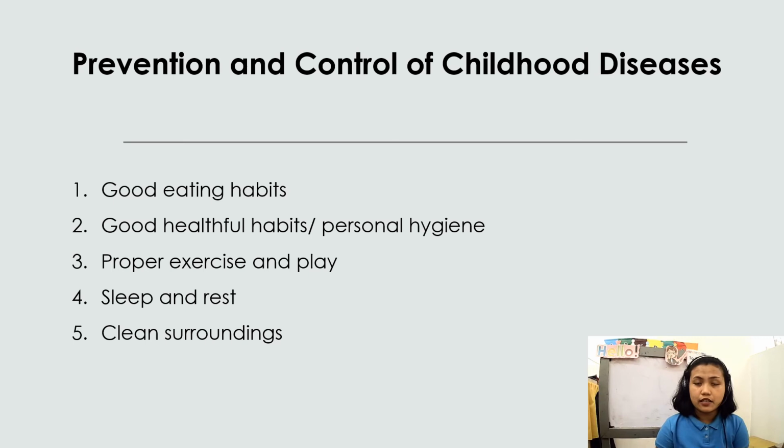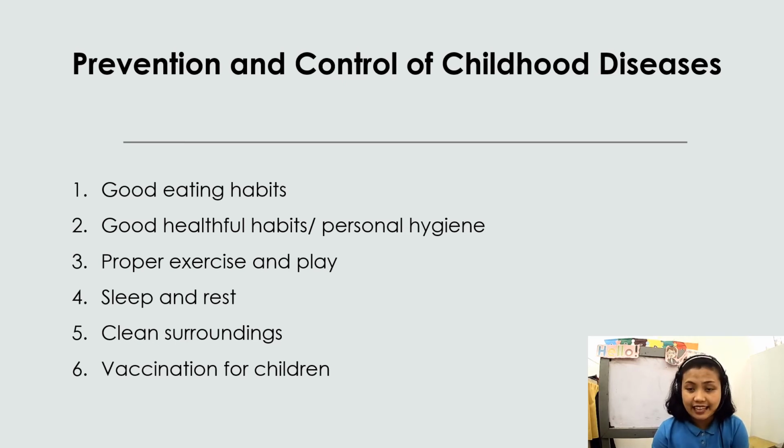Clean surroundings. So you need to clean your surroundings, to maintain and keep your surroundings clean. It should be clean. And also, vaccination for children. So you need to be vaccinated to avoid certain diseases. So these are the other needs of children in order to keep them from getting sick.